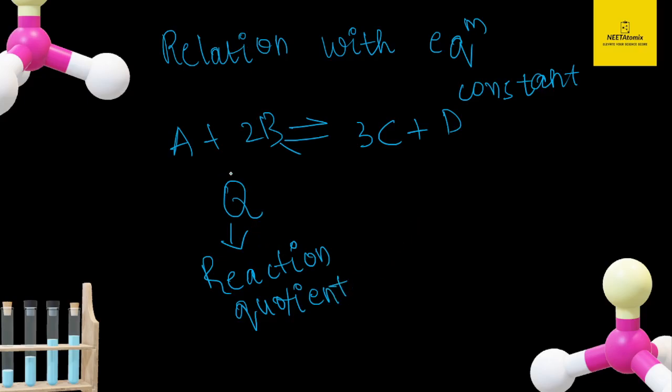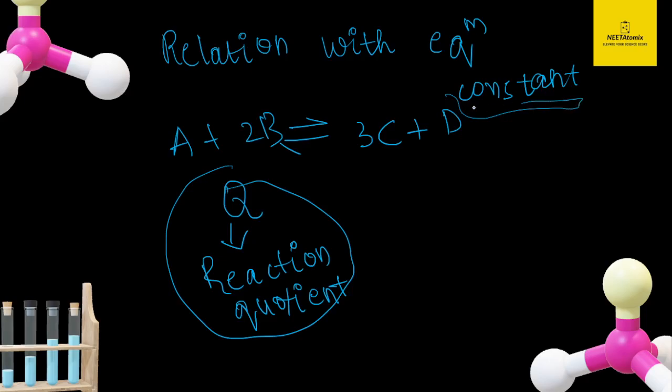What is this reaction quotient, and is there any difference between equilibrium constant and reaction quotient? Yes, there is obviously a difference. What is reaction quotient? The ratio of concentration of the products to the reactants at any instant of time is called reaction quotient. But equilibrium constant is when the rate of forward reaction is equal to rate of backward reaction.